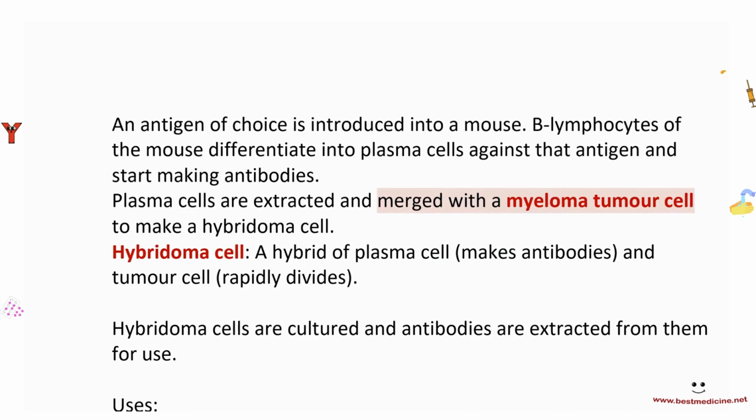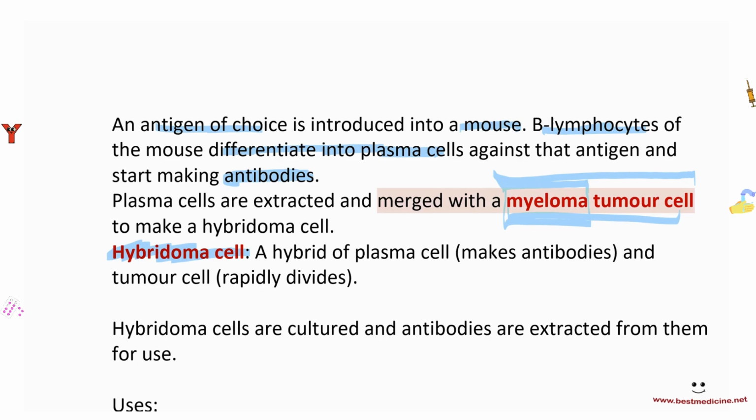So, very quickly to review how we make these antibodies, an antigen of choice is introduced into a mouse. The B lymphocytes of the mouse differentiate into plasma cells, okay, and then start making those antibodies against the antigen. Now plasma cells are extracted and merged with a myeloma tumor cell, and you need to remember this, okay? Myeloma is a cancer of plasma cells, so these are tumor cells of plasma cell origin.